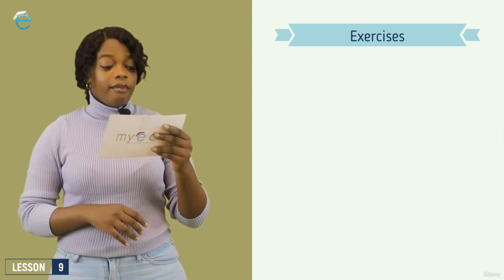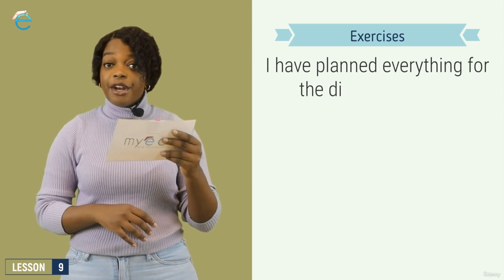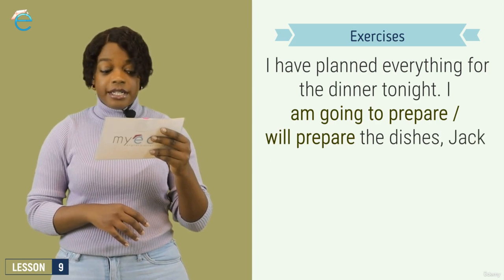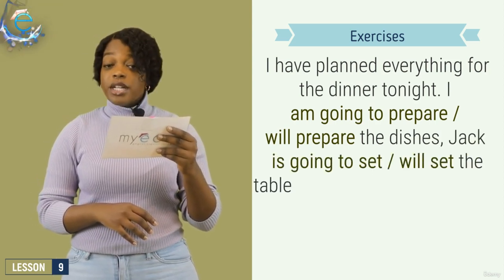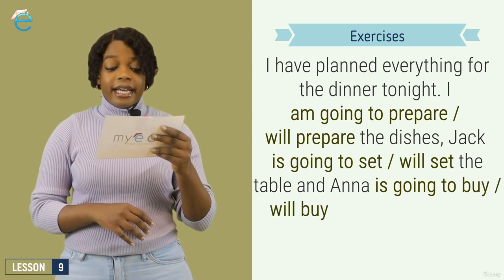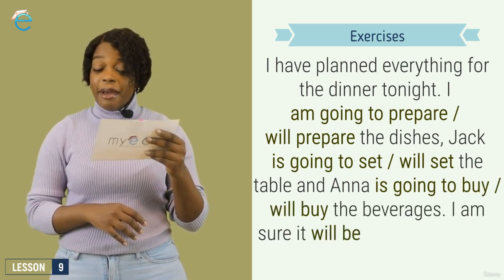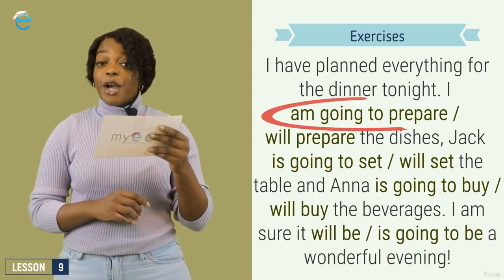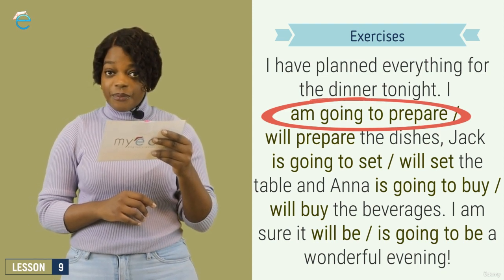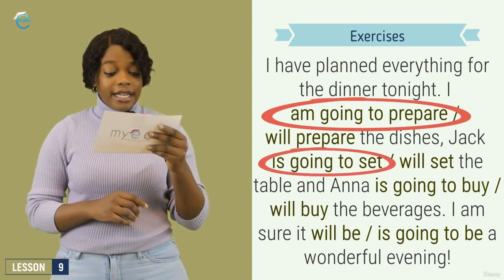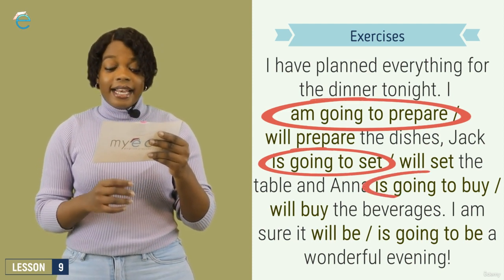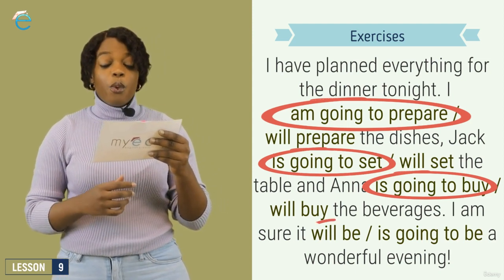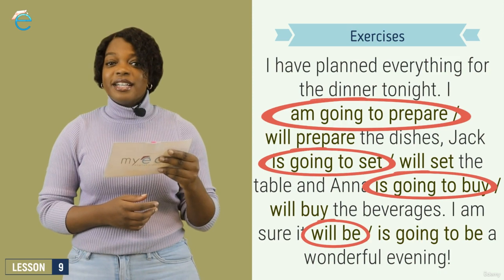Number 4, I have planned everything for the dinner tonight. I am going to, will, prepare the dishes. Jack is going to, will, set the table. And Anna is going to, will, buy the beverages. Let's look at that first sentence first. I am going to prepare the dishes. Jack is going to set the table. And Anna is going to buy the beverages. I am sure it will be a wonderful evening.